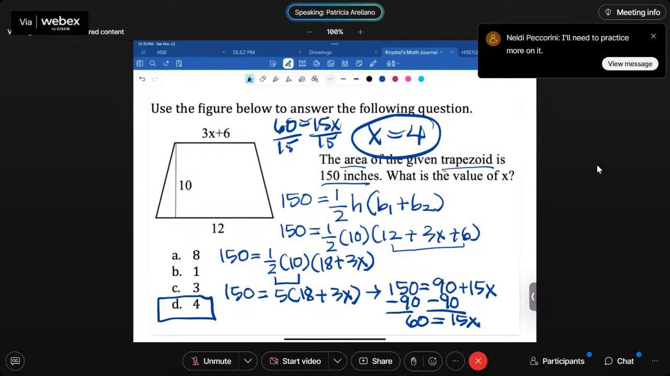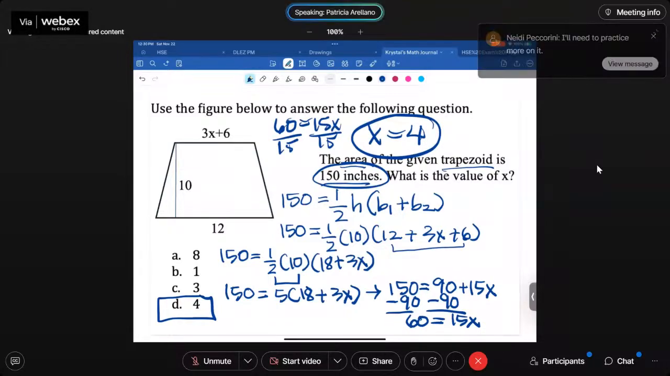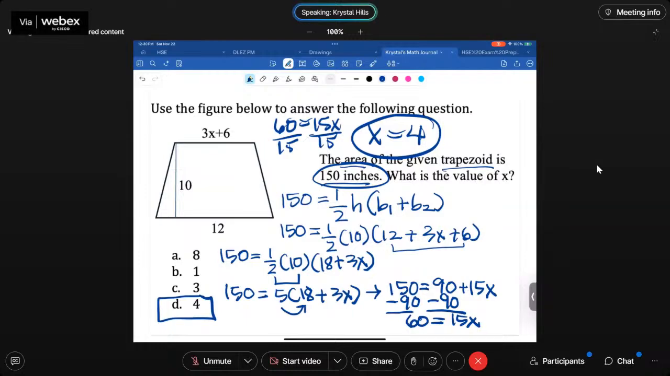So did we times the 5 and 18 and 3 to get the 150? No, the 150 was given to us from the beginning. Oh, yeah, the 150 at the beginning. So how do we get the 90? We do the 5 times 18 to get the 90, 5 times 3x to get the 15x. Okay, and that's how we got this part over here. So we moved the 150 over.